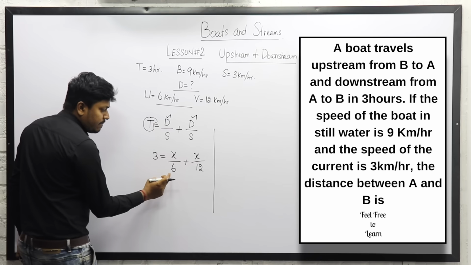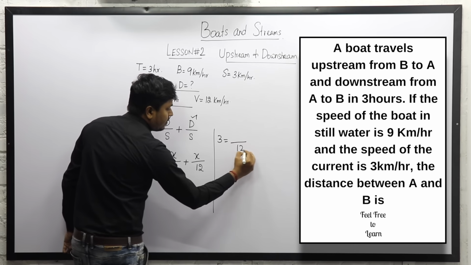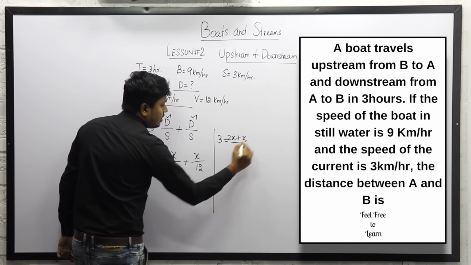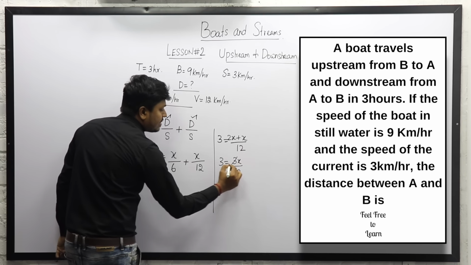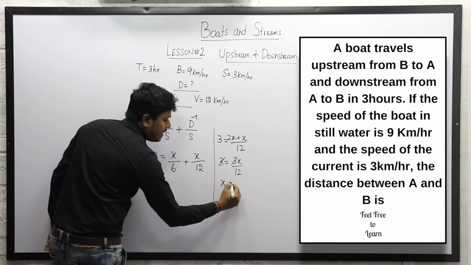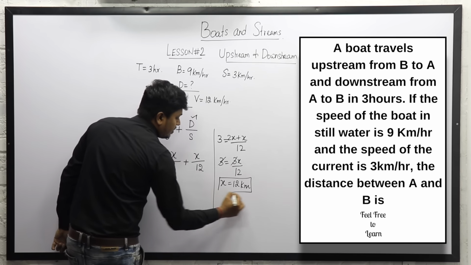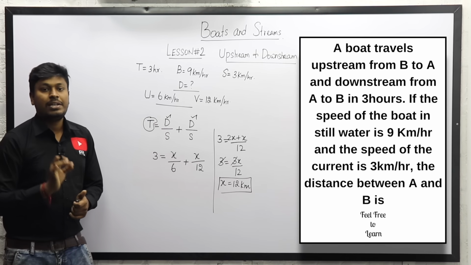So let me take the LCM of 6 and 12. The LCM will be 12. So 6 into 2 will be 12, which gives 2x plus x. So 3 is equal to 3x by 12. So we can cancel 3 and 3. So finally x is equal to 12 kilometers. That's it. We got the answer. The distance between A and B will be 12 kilometers.